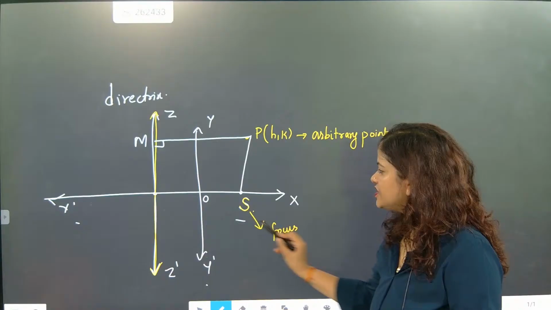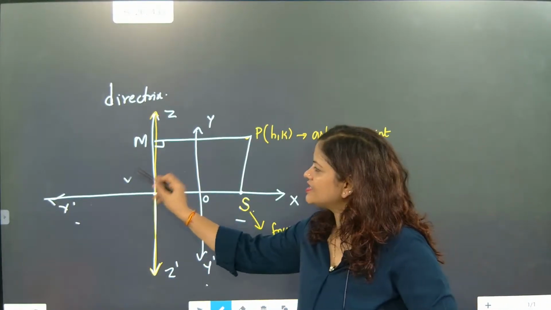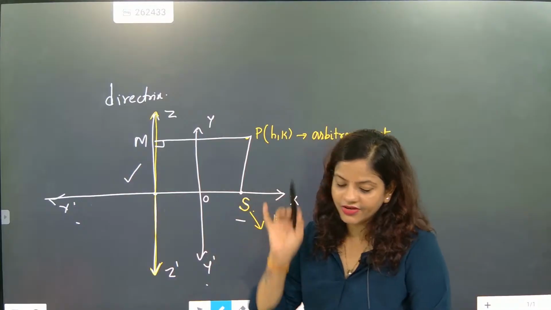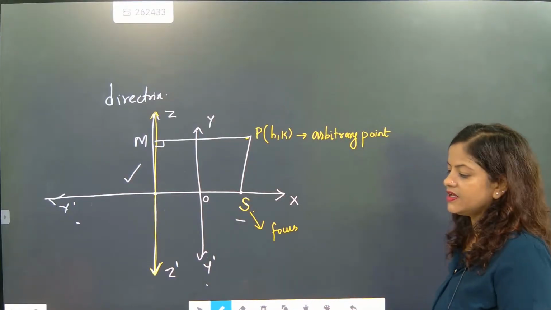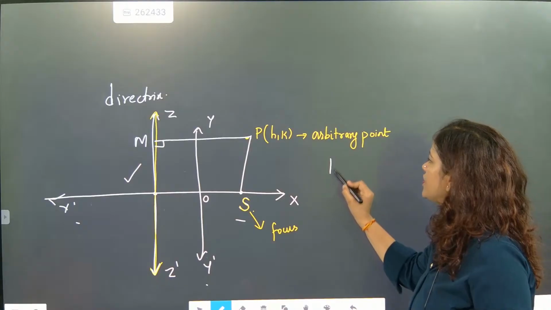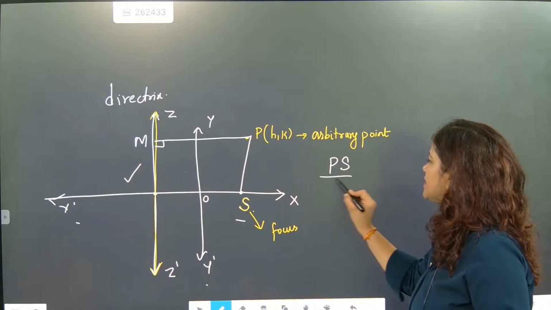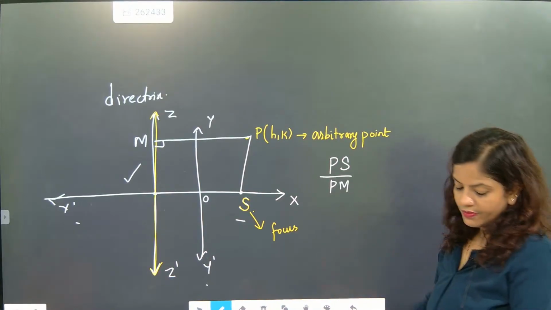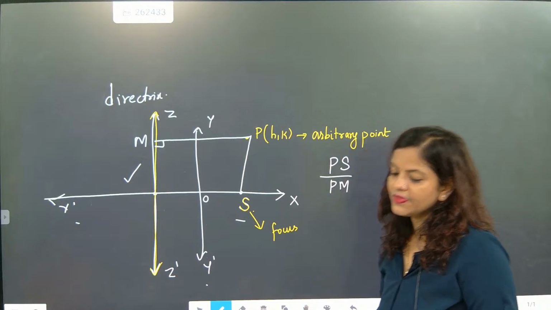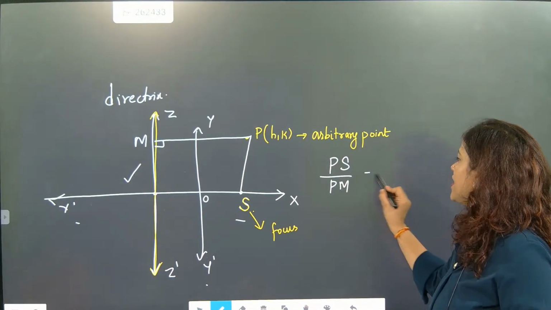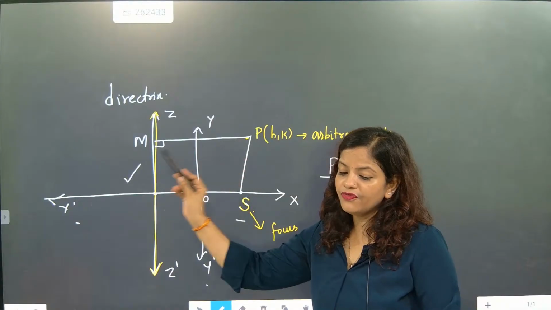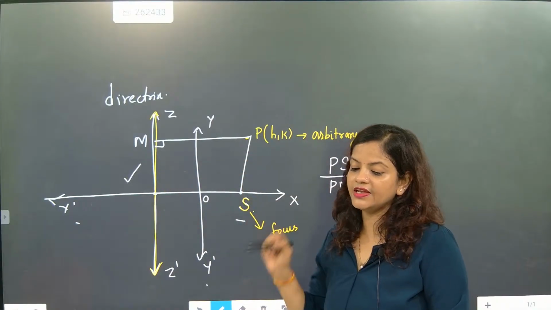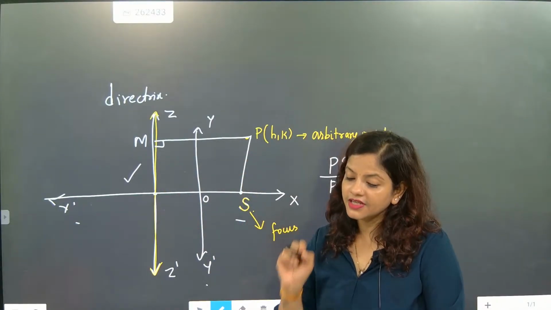This is our fixed point. This is our fixed line. Got it? And the ratio between them is eccentricity. Then that's the entire story, and nothing else is there in conic section. So what are you going to write? PS by PM is equal to e, beta, and this is eccentricity. The ratio between the fixed point and fixed line is considered as eccentricity.